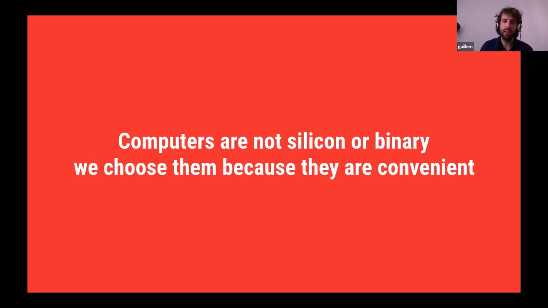Something that sometimes is a little bit harder to understand, and I have to say I'm not an expert here because I'm not an expert on designing silicon chips, is that computers are not inherently silicon or binary; we choose them because they are convenient. I don't want to go too deep on that, but it's important to understand that this idea that computers work with ones and zeros, we choose it because it's extremely convenient.